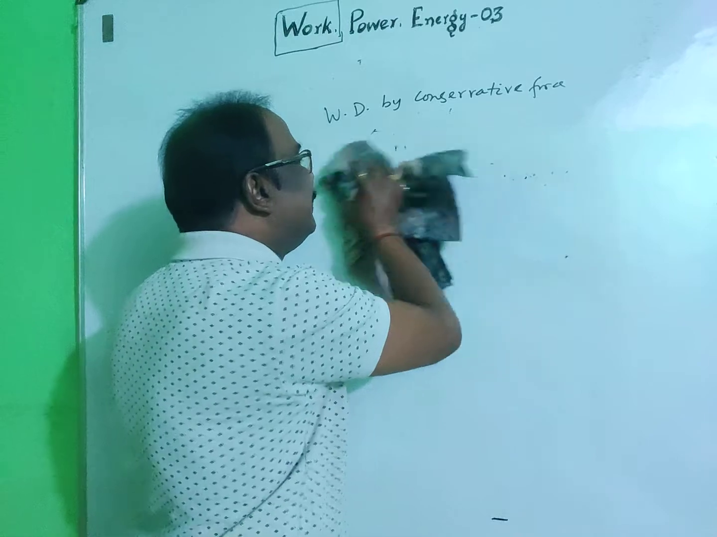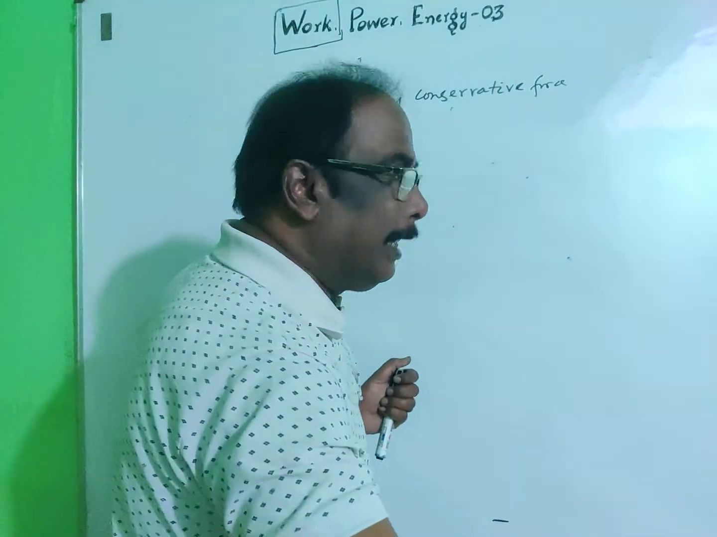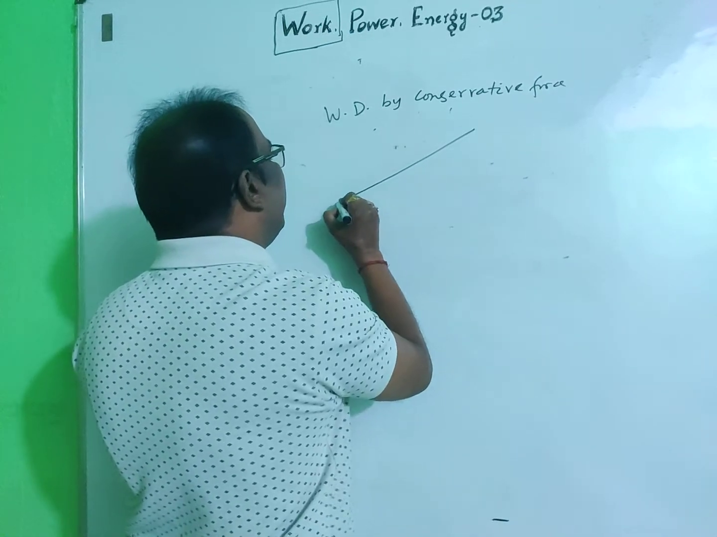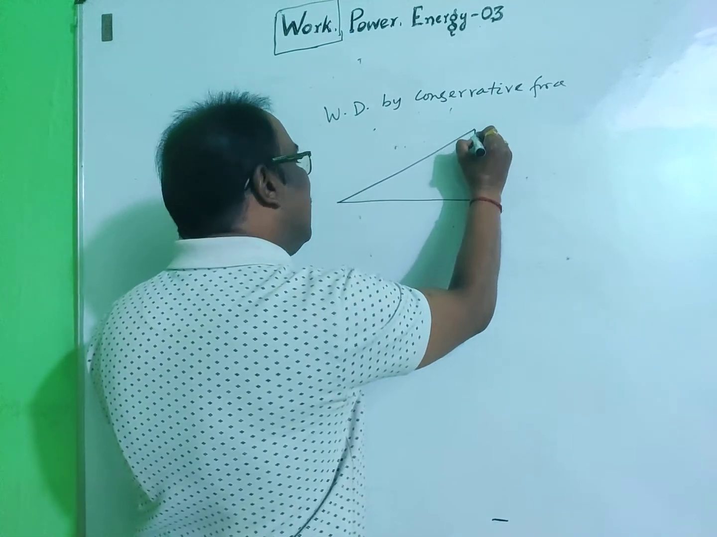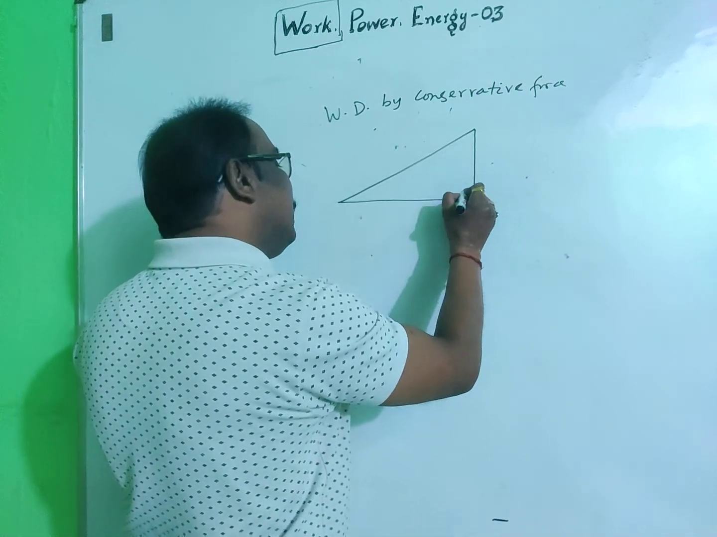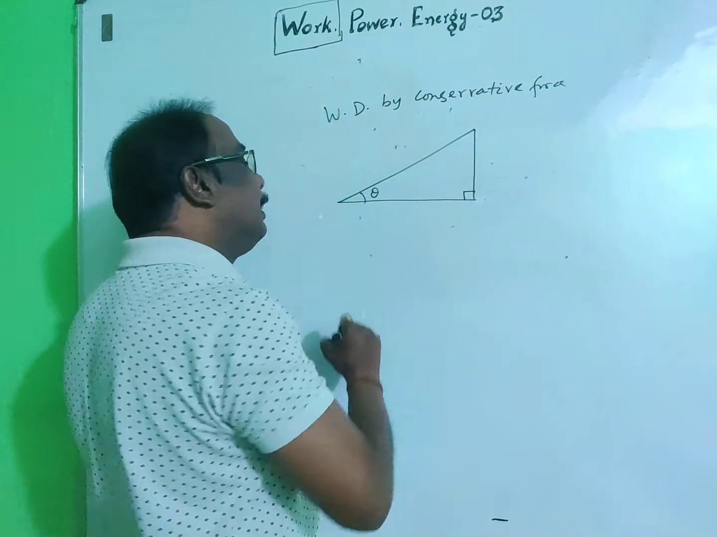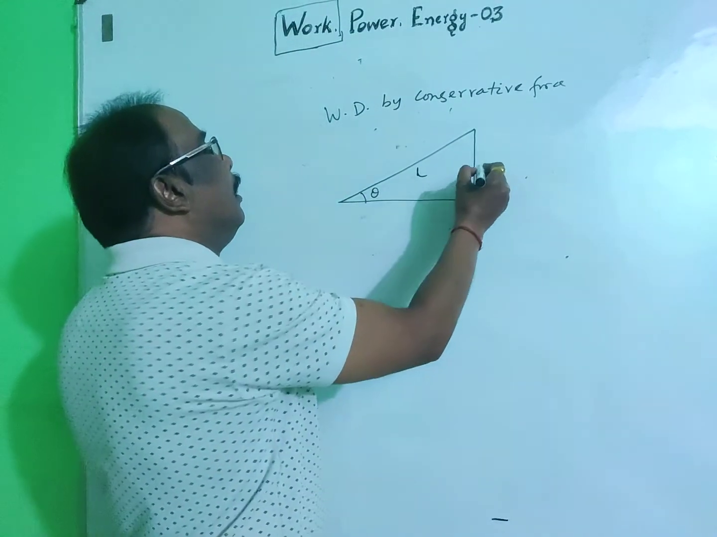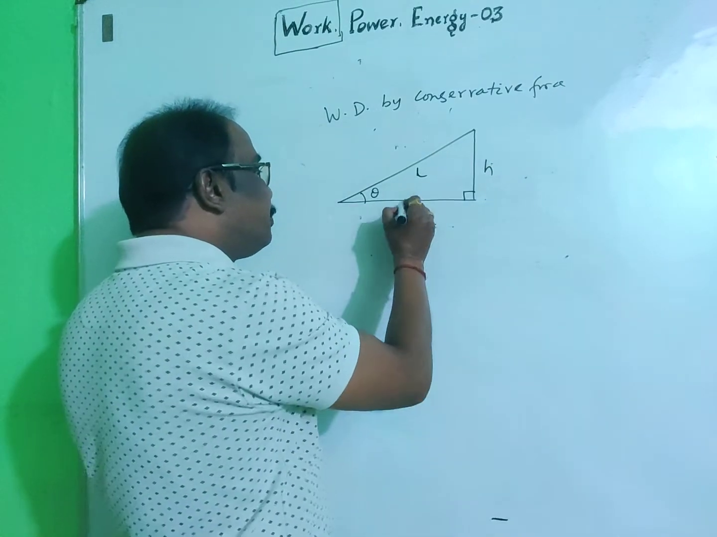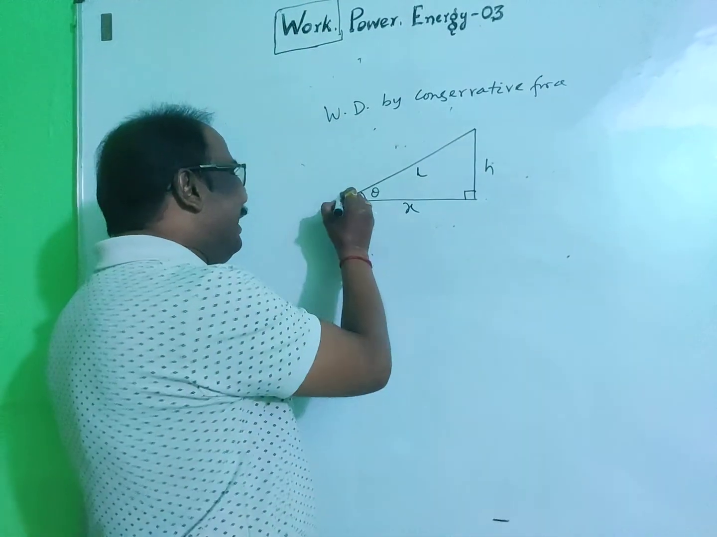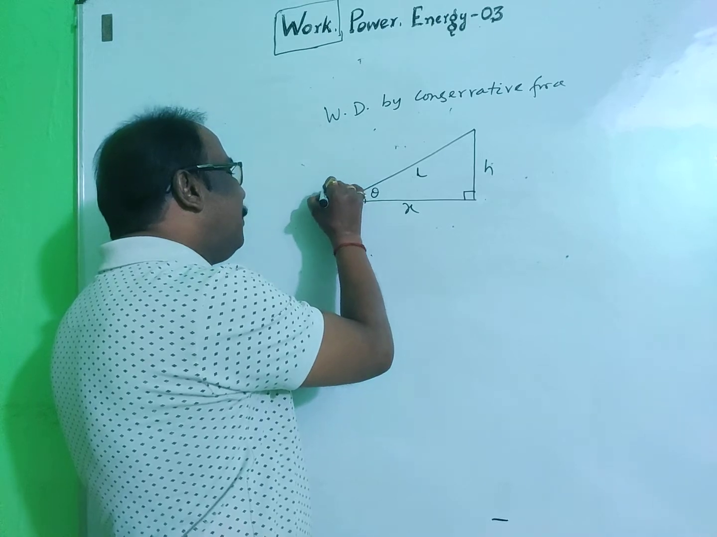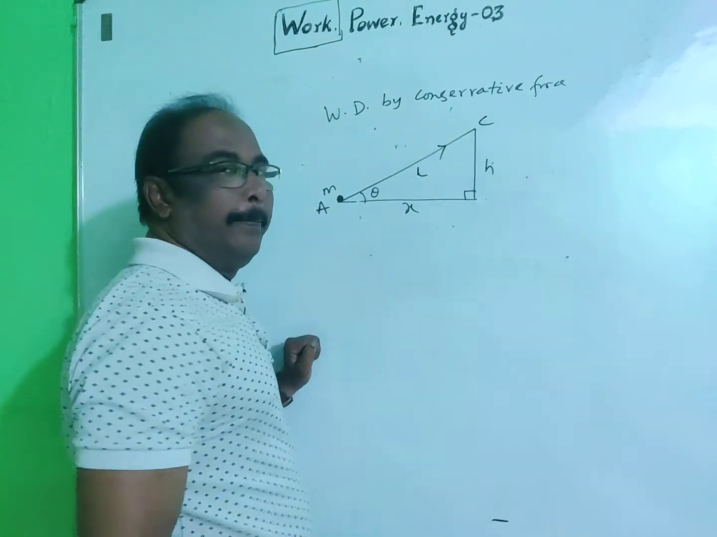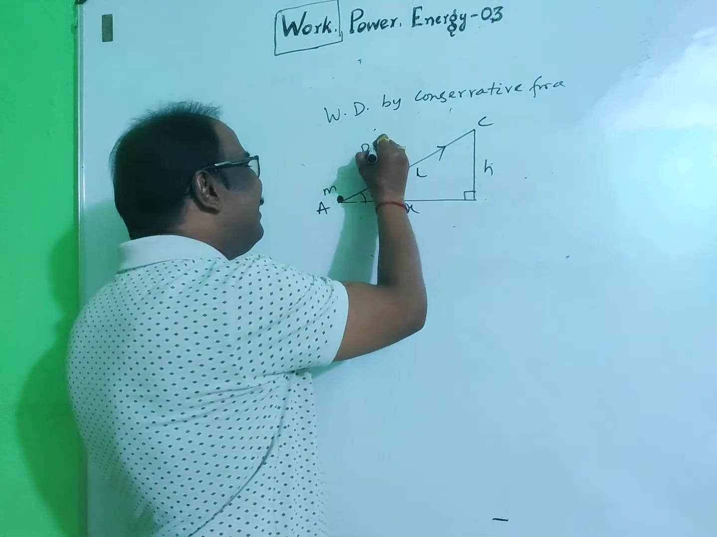Work done by conservative force. Let's consider this is an inclined plane. This is the horizontal surface and this is the inclined plane. Let this angle be 90 degrees and the angle of inclination be theta. This path is length L and this is height h. This is length x. Let's consider a particle of mass m moved from A to C. So this is path 1.